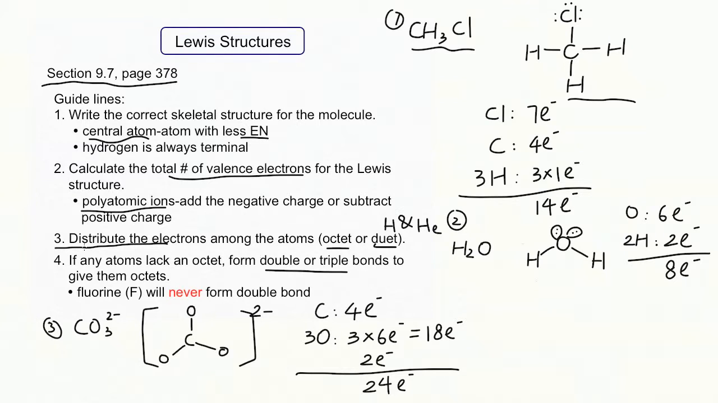Now let's distribute the electrons among the atoms. And again, when you do this, you make sure oxygen has 8 electrons first. So you add 6 electrons for each oxygen.